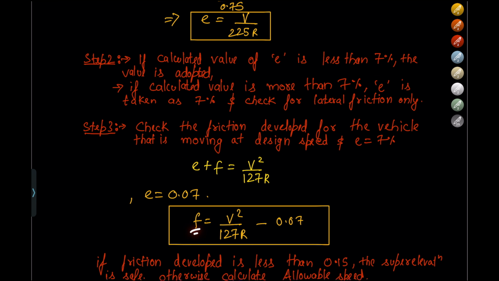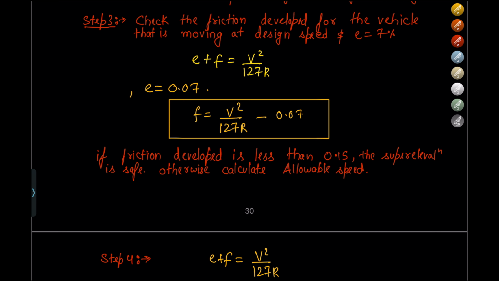Another way around for that is we can increase the radius of the curve, but in some cases it is not possible to increase the radius of the curve due to acquisition of nearby areas or land acquisition for the nearby areas. For those cases, we calculate the allowable design speed, for which lateral friction will be 0.15 and maximum super elevation would be 7%.